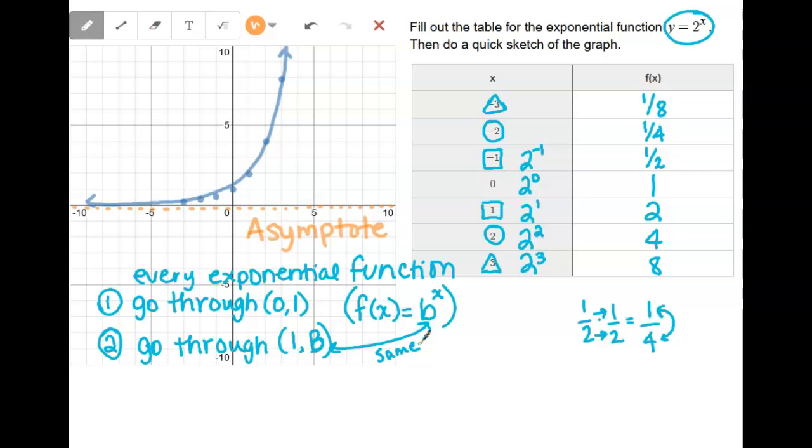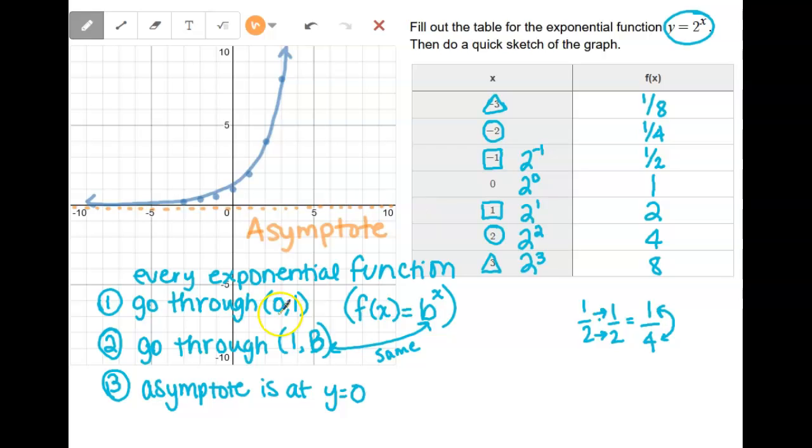Okay, and then the other thing that they have in common is that their asymptote is at y equals 0. So that's this one right here. So every single exponential function has these three things in common.